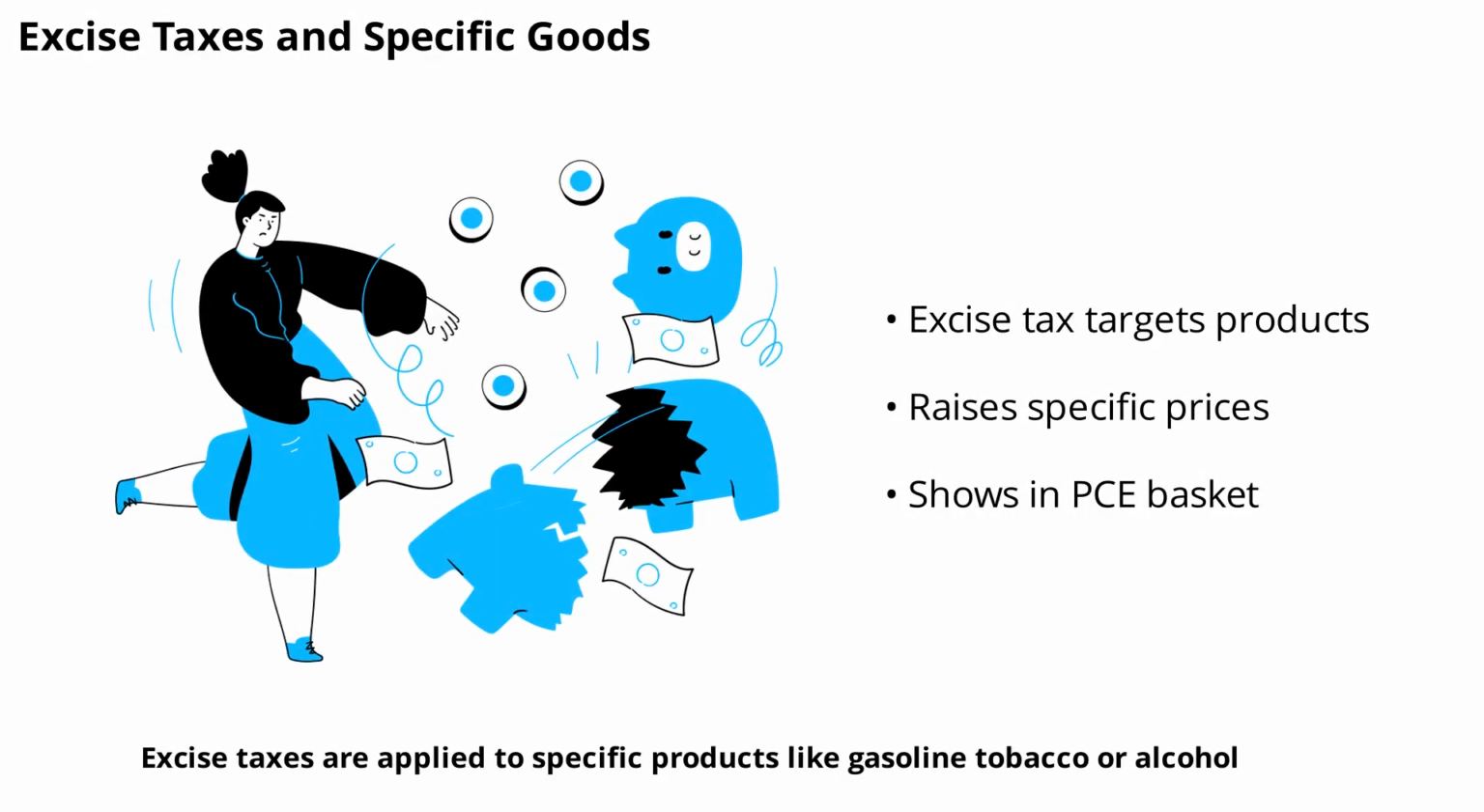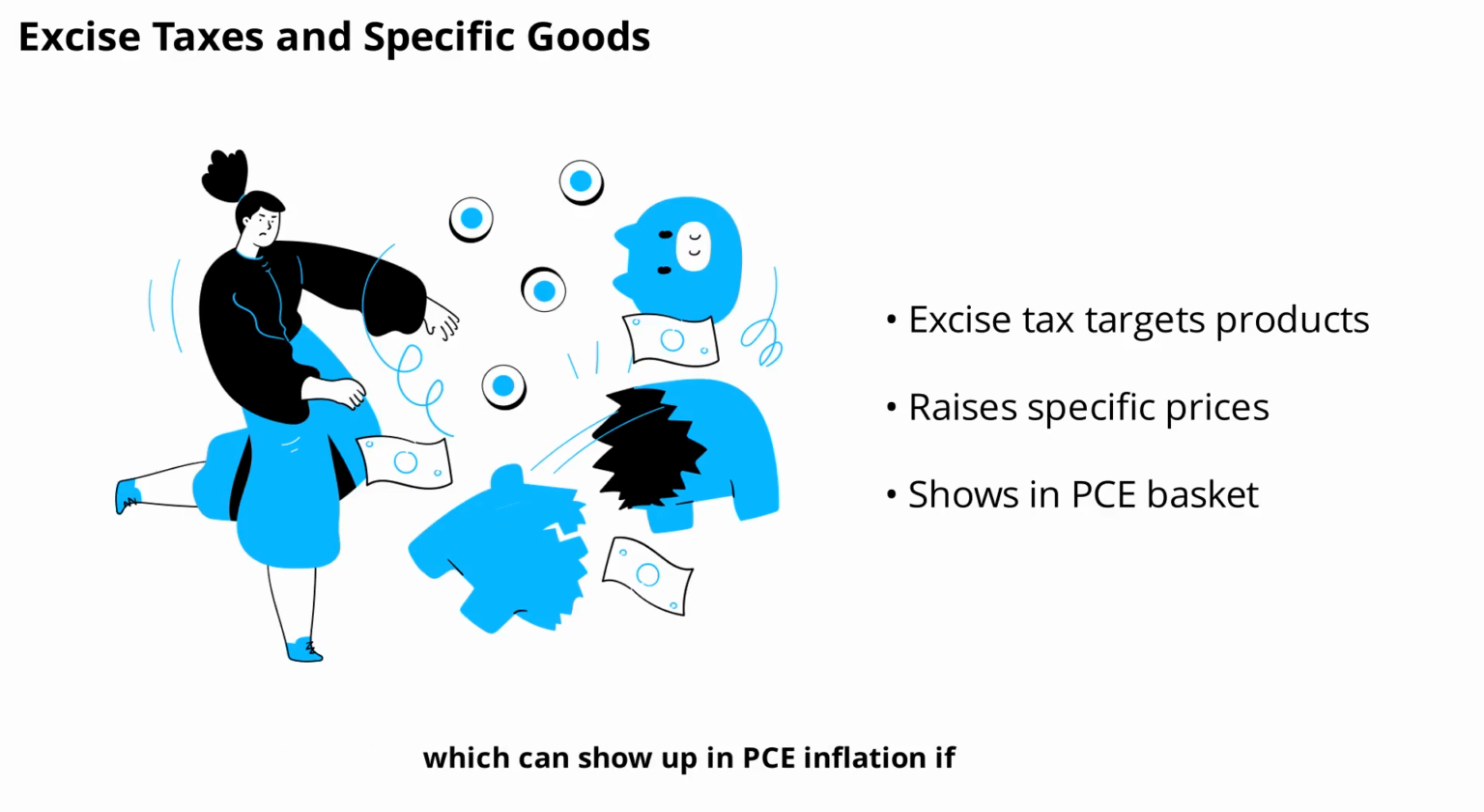Excise taxes are applied to specific products like gasoline, tobacco, or alcohol. When these taxes increase, the prices of affected goods rise, which can show up in PCE inflation if those goods are part of the consumption basket. While the overall effect may be smaller than a broad sales tax, excise taxes can still influence inflation, especially if they target widely consumed items.